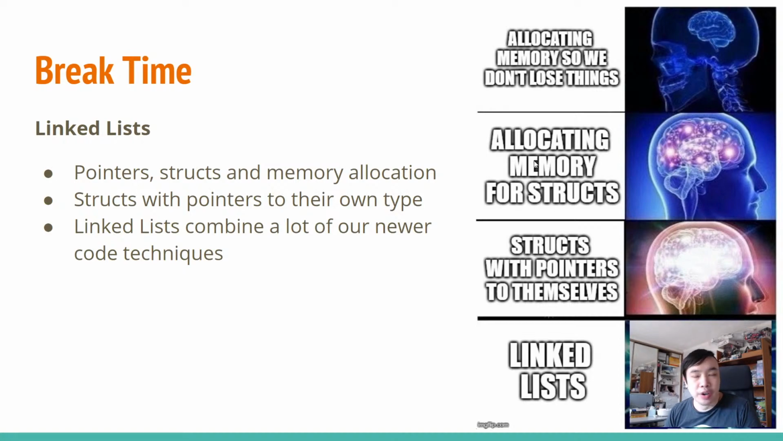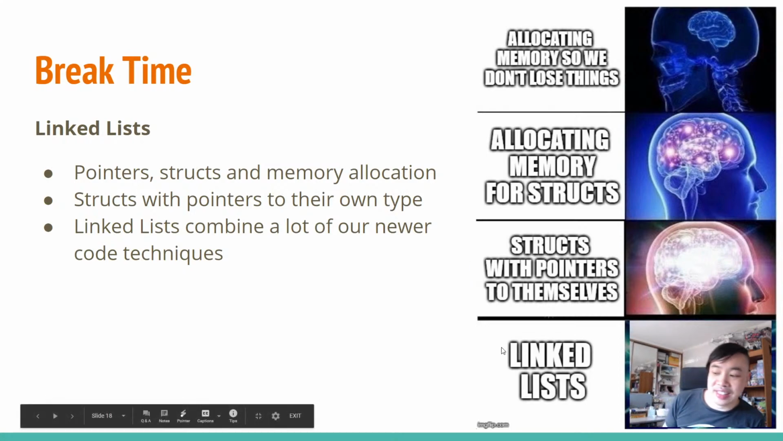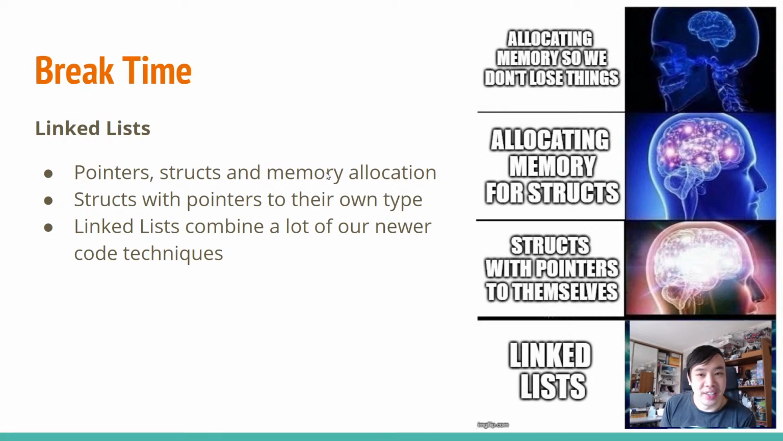So it's not just a single variable, it's a multivariable variable, which is what a structure is in a sense. And then we can have structures with pointers to their own type. A structure with a pointer to its own type is really interesting because it means it can continue to propagate in a list, and then we get linked lists. So linked lists are combining together structs, pointers, and memory allocation. And they're also doing this kind of self-referencing structures, and they're putting together a lot of stuff we've learned recently, like structs, memory allocation, and things.